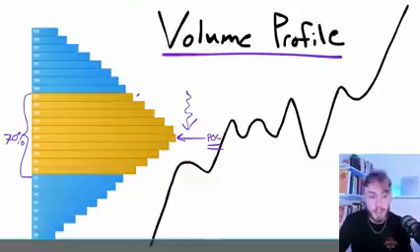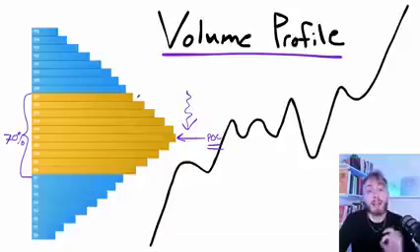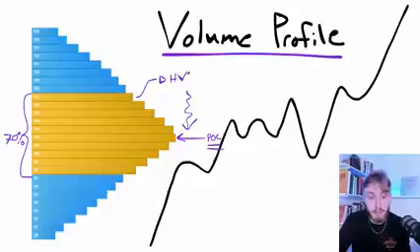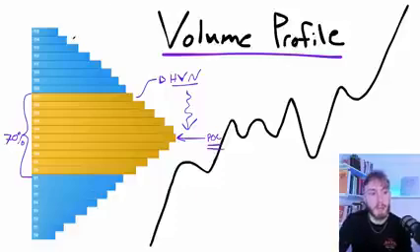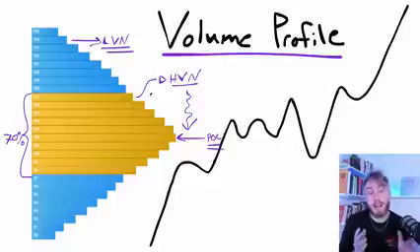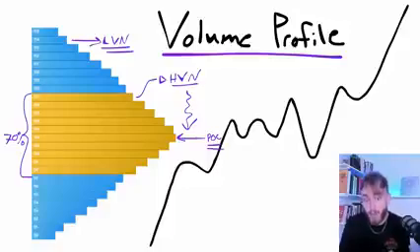Two more concepts you need to know about are the high volume node and the low volume node. This right here is an example of a high volume node, or HVN for short, and this simply means a tall bar, a bar with lots of volume, while this bar right here is a low volume node, or LVN for short, and this is a bar with little volume. And as I have mentioned multiple times, through the high volume nodes the price tends to move more slowly, and through the low volume nodes the price tends to move more quickly.